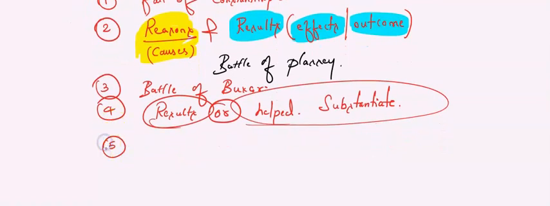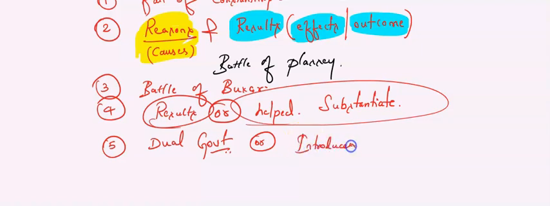Next question, make a note. Explain the concept of dual government. Or sometimes the question can also be asked in this form. Make a note. What is dual government? Who introduced it? Okay, these all are 2 mark questions.